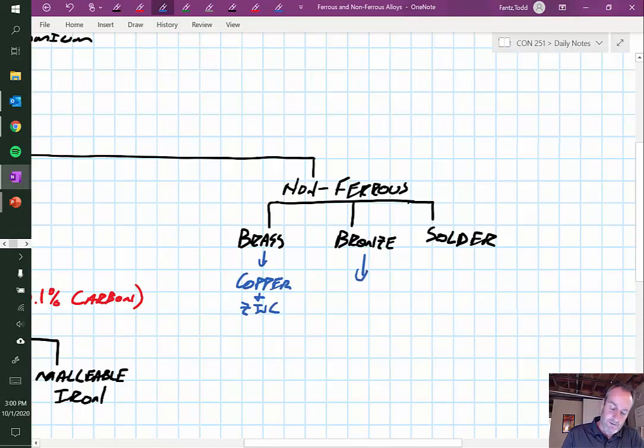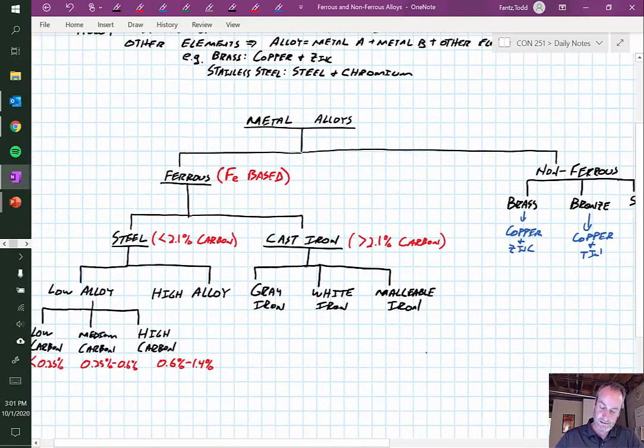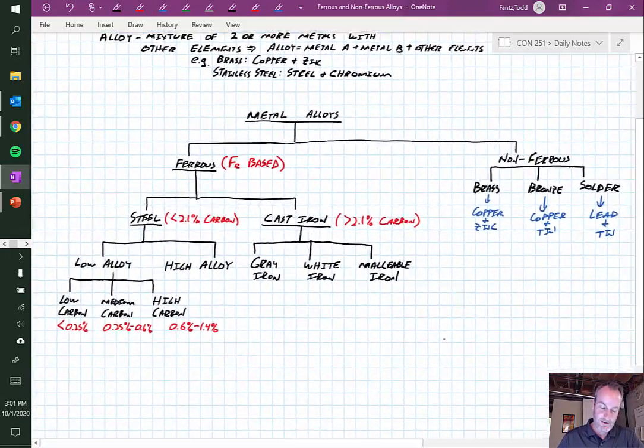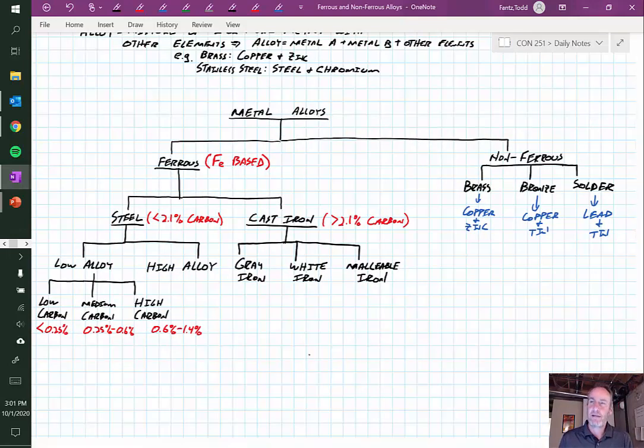Bronze, we have copper and tin. In solder, we have lead and tin. So this whole big thing is the way that we're going to categorize our alloys. So like I said, we start with this idea of being either ferrous or non-ferrous, and then we can break those and subcategorize. On the ferrous side, we either have steel or cast iron.